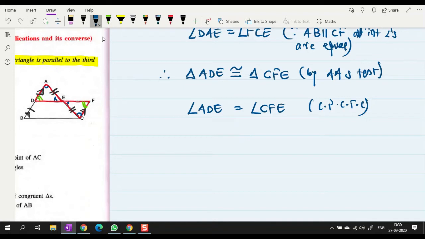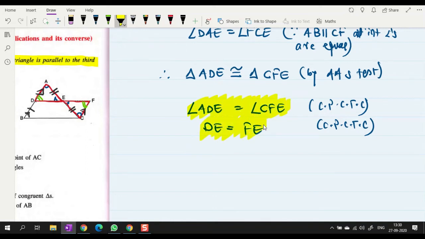Yes, sir. And next I'm going to write one more thing, which is DE is equal to FE, CPCTC. DE is equal to FE, CPCTC. Correct? So these two things which I have proved by CPCTC, some extra results which I have got, I'm going to utilize further. Correct? Let's see.